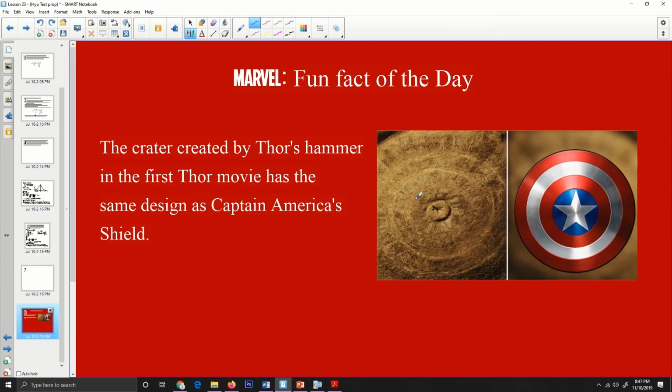So our Marvel fun fact of the day: the creator of Thor's hammer in the first Thor movie gave it the same design as Captain America's shield. So the hammer is right there, and you can see the concentric circles just like you do there.